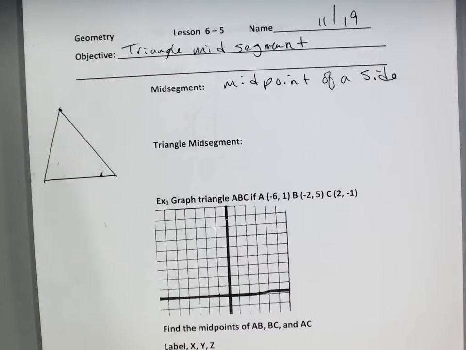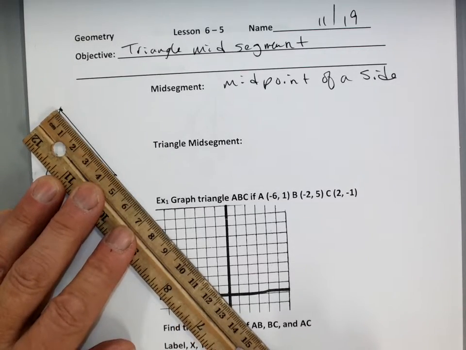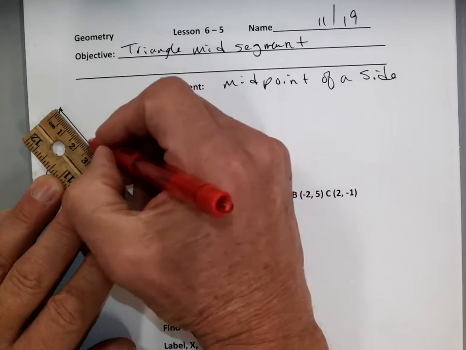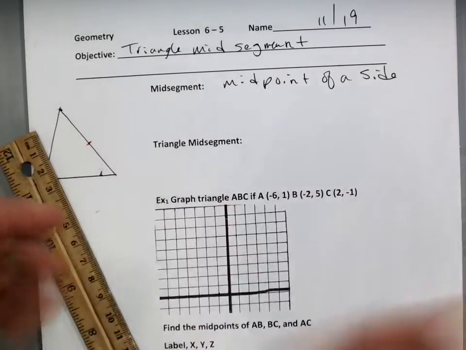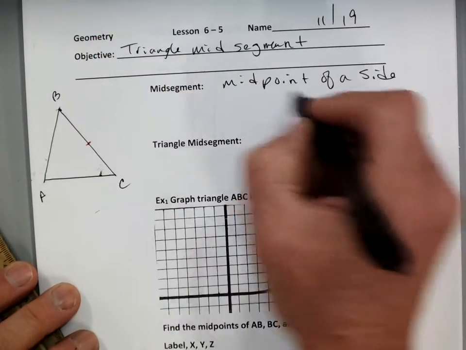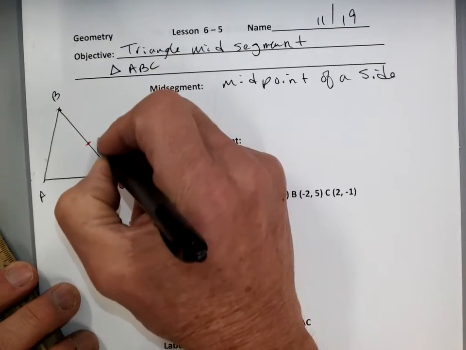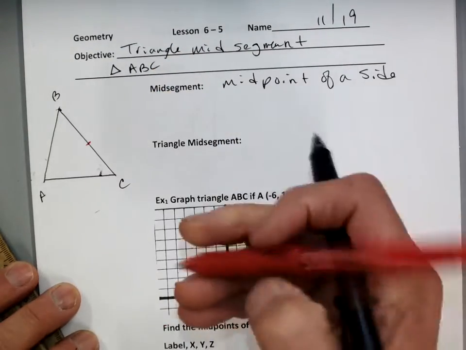If I were to measure, let me see if I can get a decent ruler. All right, I got a decent ruler. So if I were to measure this side, that's about 4.4. Half of 4.4 is about 2.2, so 2.2 is right about there. Okay, that's a midpoint. Let's call this triangle ABC. Let's call that midpoint M.